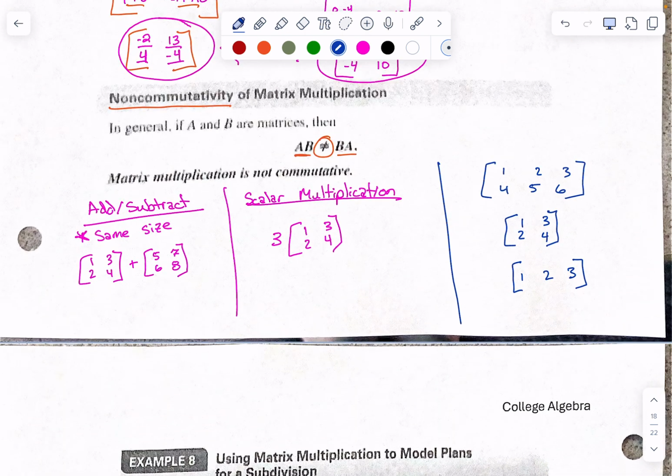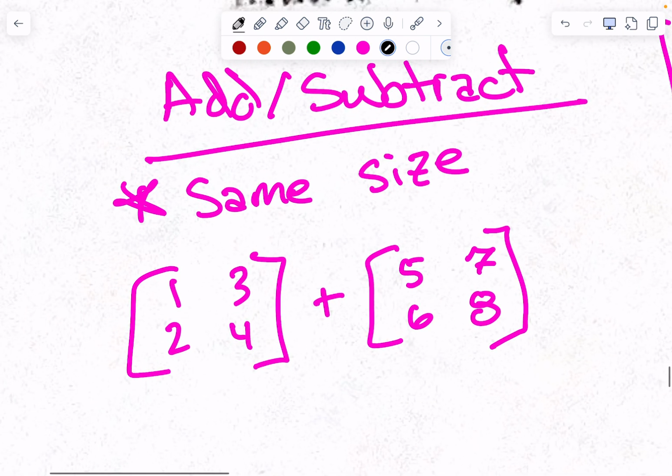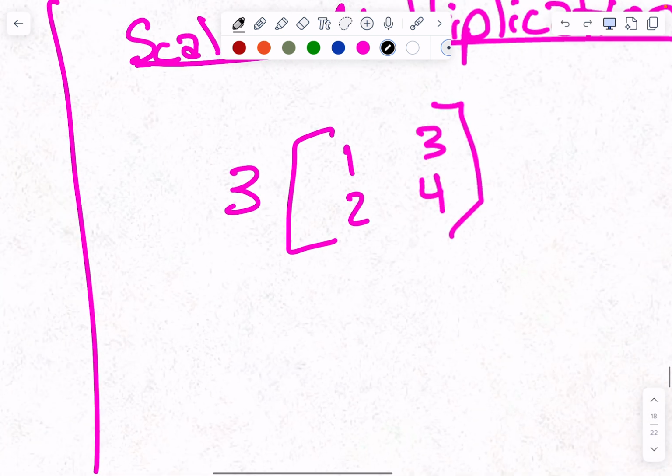But for Matt and for Ellie, I'm going to run through this really quick. When you are adding and subtracting, you have to do matrices that are the same size. If they are not the same size, you cannot add and subtract. Let's talk about size of matrices before we add and subtract those.